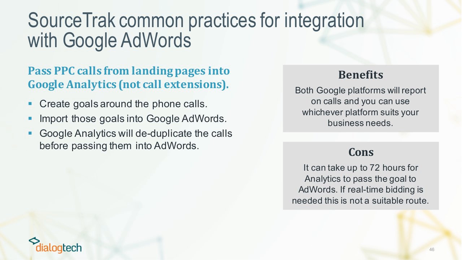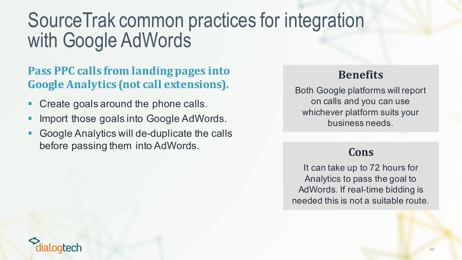So there are really two common practices for integrating phone calls into Google AdWords. The first one is going from Google Analytics into AdWords, and this is typically used for tracking phone calls from landing pages. As I just mentioned, what you're doing is creating a goal in Google Analytics around your phone call, and then you're going to import those goals into AdWords. Now, the nice thing about doing this through Google Analytics is that Google Analytics will dedupe all of your phone calls before they get into AdWords.